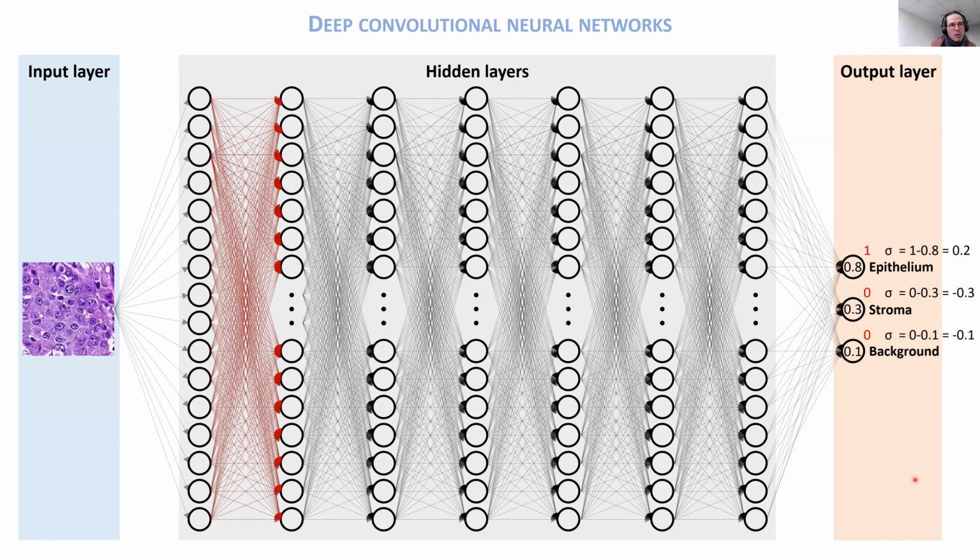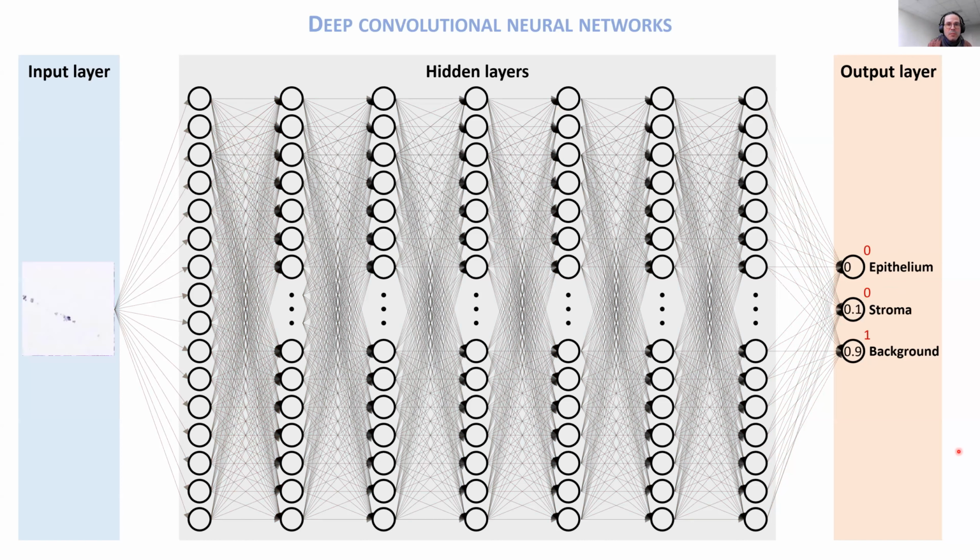And so we're going to go for the next image. For example, here it's background. Again, we're going to have a score. We know what it should be. We can compute errors. We can backpropagate and update our weights, and so on and so on. So that's how it's done.